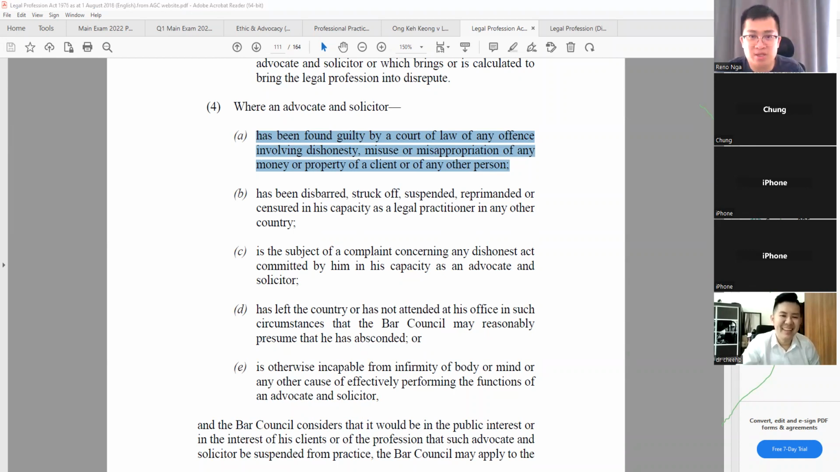And then another student, Senda, asks what was the standard of proof for D? Question 3D. Okay, the standard of proof is beyond reasonable doubt.